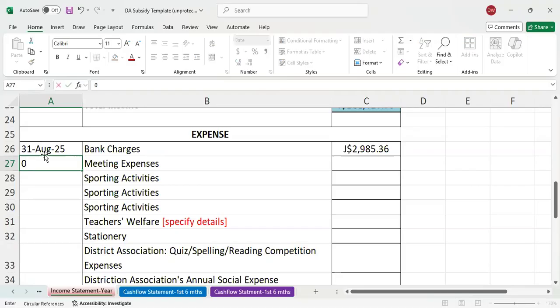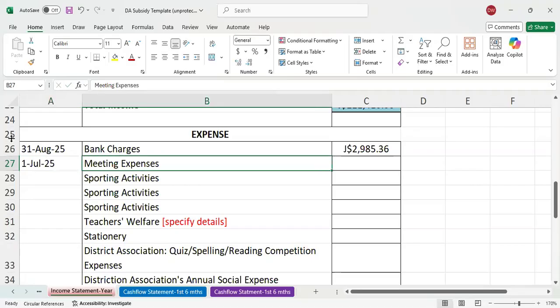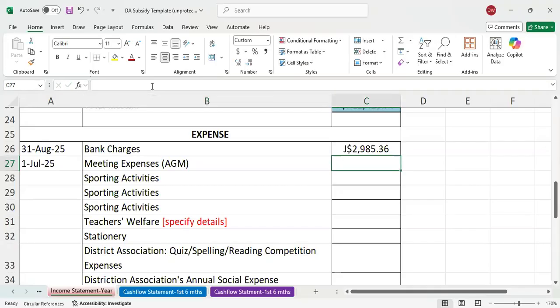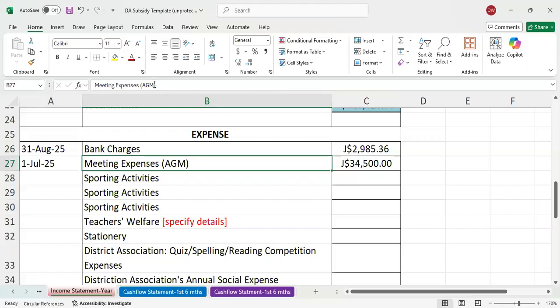On the 1st of July 2025, there was meeting expense incurred, AGM, and as a result, you spent $34,500. And to be more specific, you can enter for the purchase of refreshments.